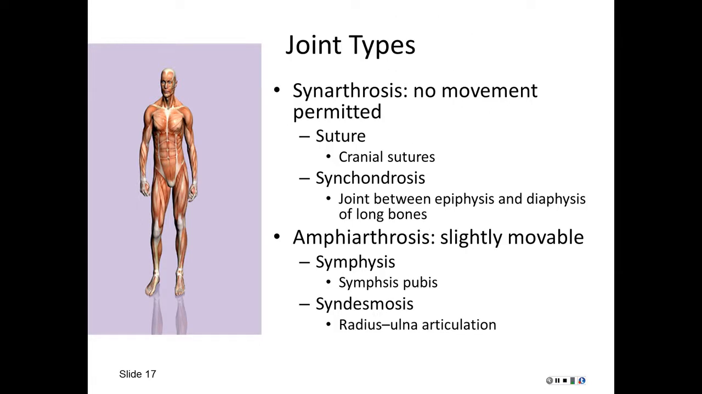Joint types. There's a couple of types of joints, and you have some joint types that have no movement, and that would be like your cranial sutures. And you have some joints that move between the epiphysis and the diaphysis of the long bones. And you've got some that are slightly movable, like your pubic symphysis. And the biggest part of that, when it moves, is usually when the pelvic floor needs to move due to carrying a baby.